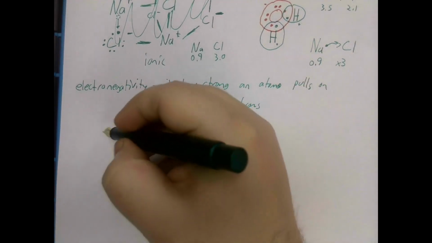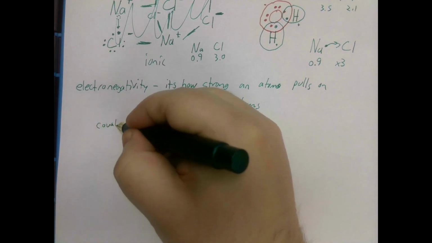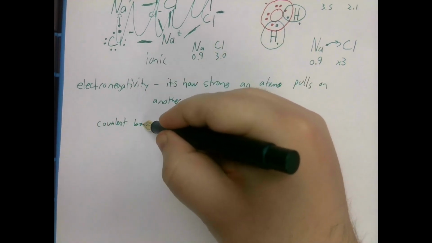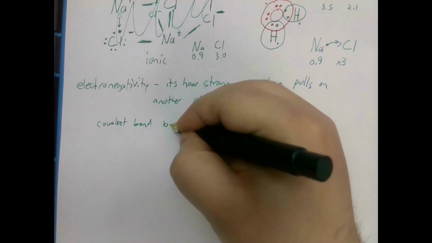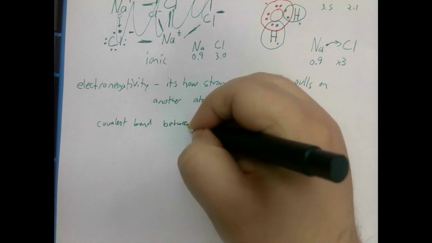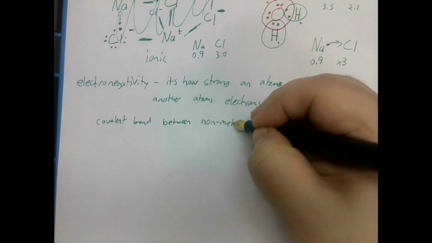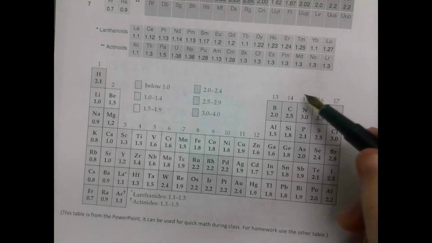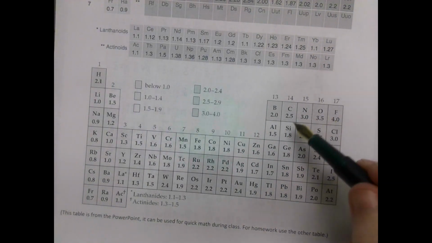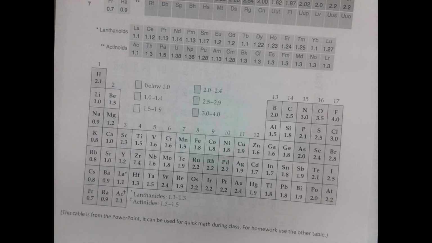So what we see end up happening is covalent bonds are usually always between what 2 types of atoms? Non-metals. That's because all the non-metals over here all have very high pulling power. If an electron is stolen, it can pull it back.